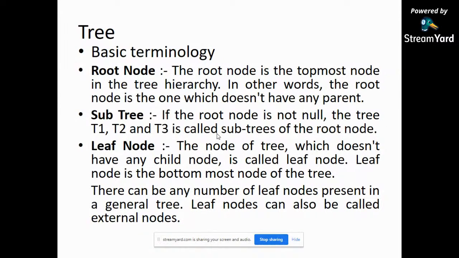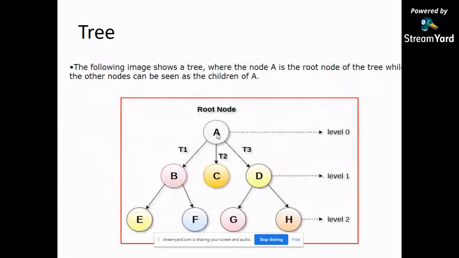Next is leaf node. The node of a tree which doesn't have any child node is called a leaf node. So here in this example, E, F, C, G, H are the leaf nodes. Why are these called leaf nodes? Because these nodes do not have children. Further nodes are not connected to them. So these are called leaf nodes.